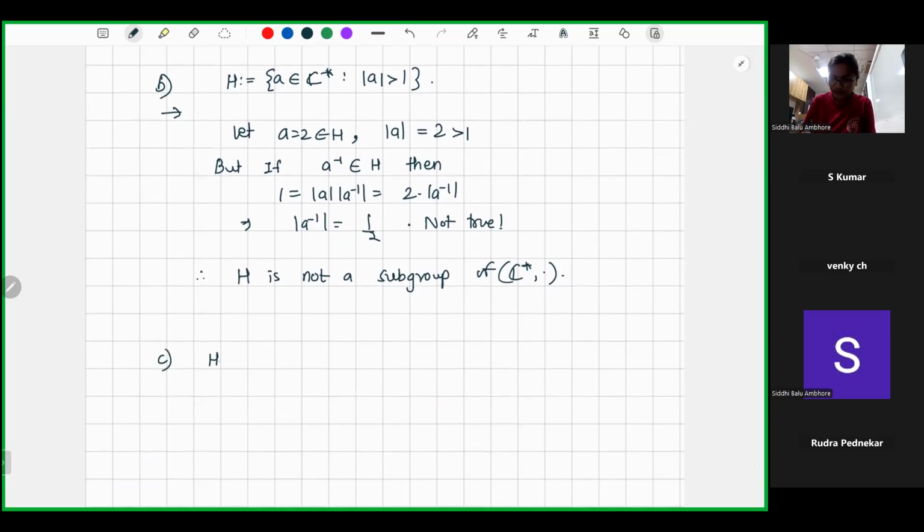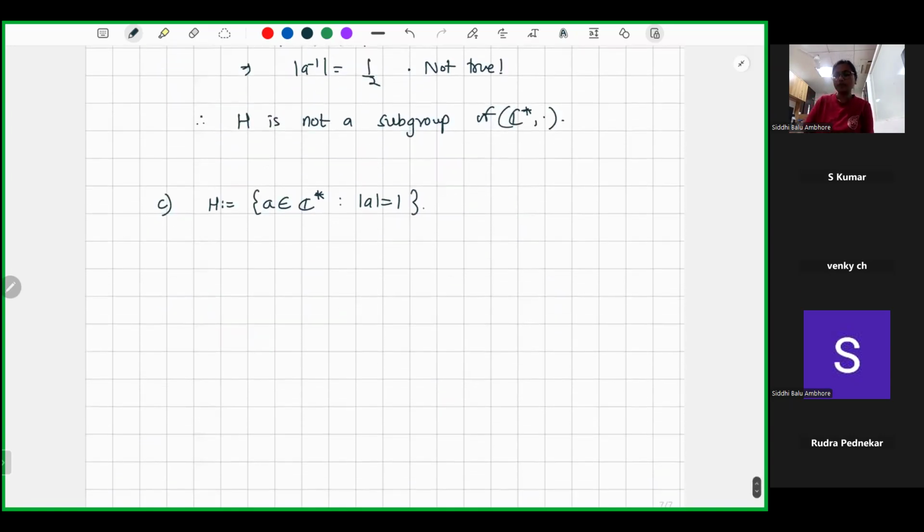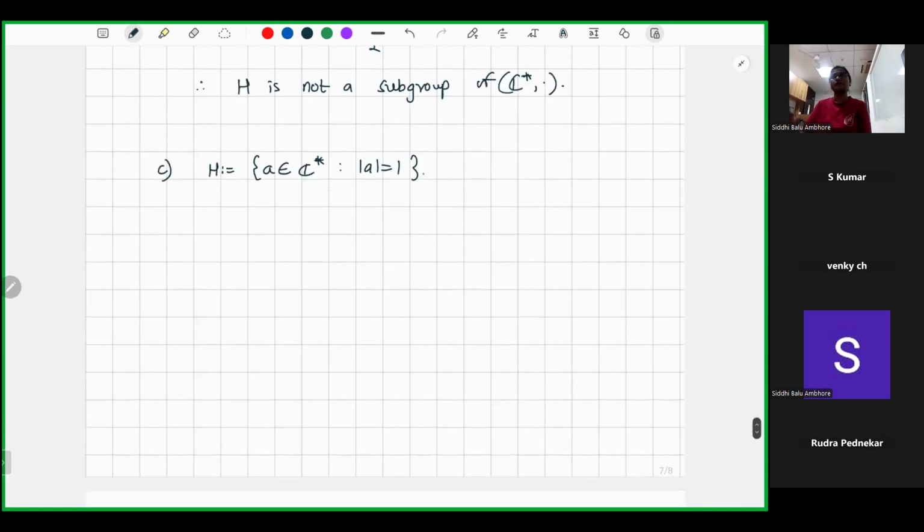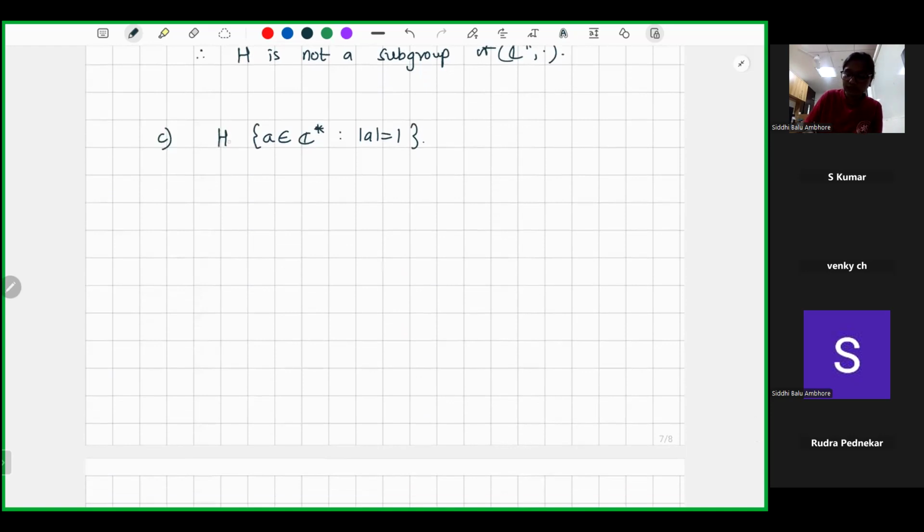Now the third one is A in C star such that mod A is 1. And as suggested by one of you, this is a subgroup. So how to prove that something is a subgroup? How do we proceed with it? So we claim that H is a subgroup of this. So how do we go about this?